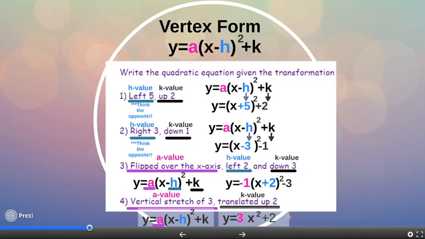So the vertical stretch of 3 made our A 3, and the translated up 2, or going up 2, would make our K value a positive 2. Well, that's it, you guys. So now you guys know not only how to identify transformations from an equation, but also how to build an equation based off of your transformations.